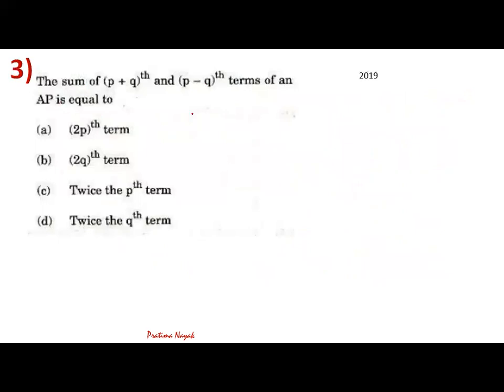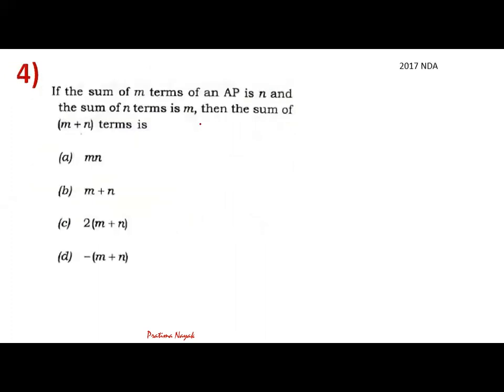Next, the sum of p plus q terms and p minus q terms of an AP equals, do you know this formula? Yes, this is twice the pth term. If the sum of m terms of an AP is n and the sum of n terms is m, then the sum of m plus n terms is, a question I have taken from the 2017 NDA. How much is the answer? D is the answer. We have written it earlier. You can check again.